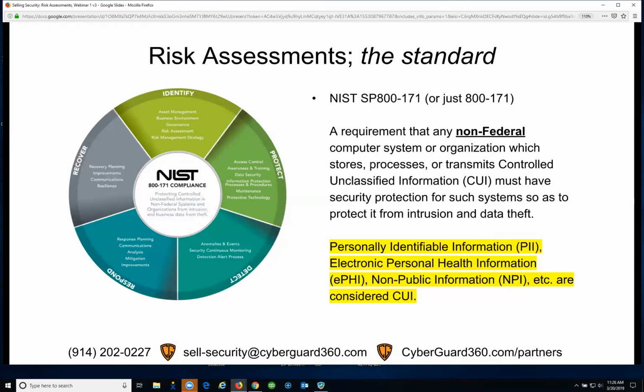And 800-171 is the standard by which risk assessments are created, developed, and informed relative to any non-federal computer. Basically, every business system out there. It doesn't matter. As long as it's not a federal government system, this is the standard by which risk assessments are developed. Okay?